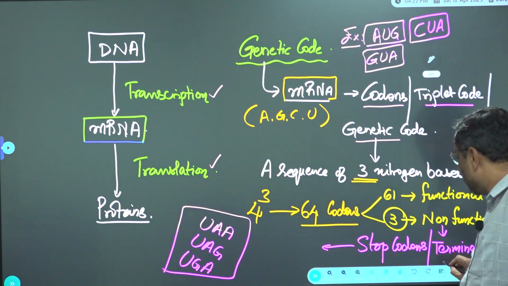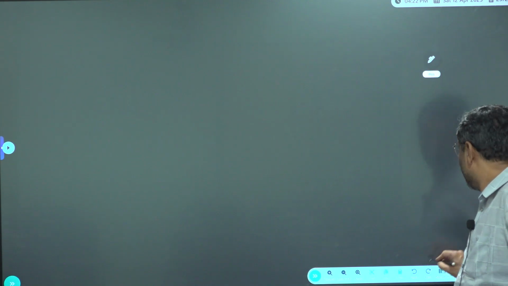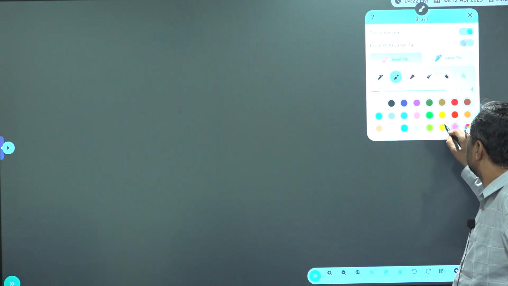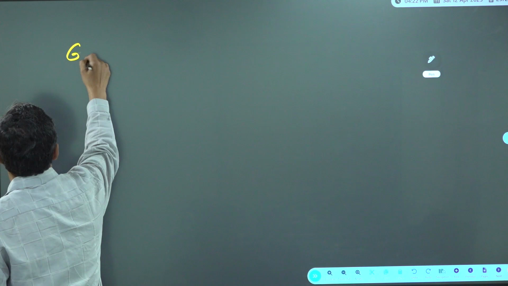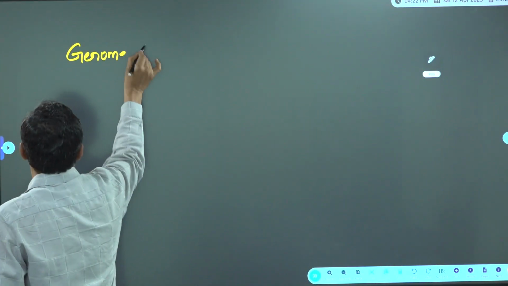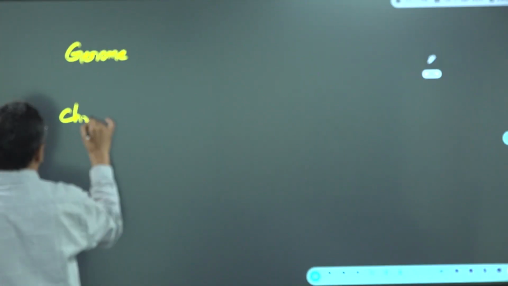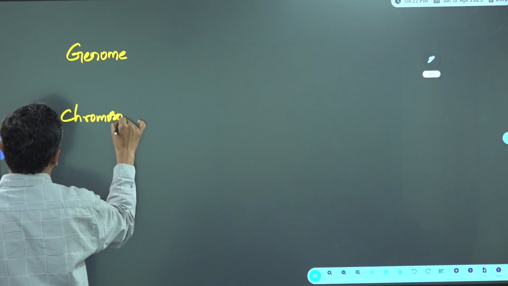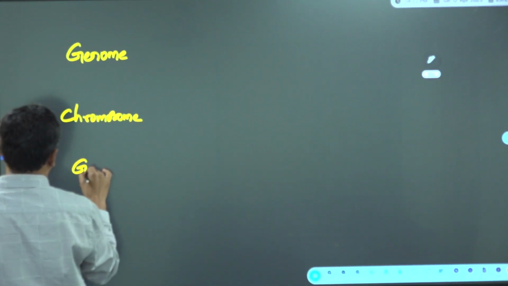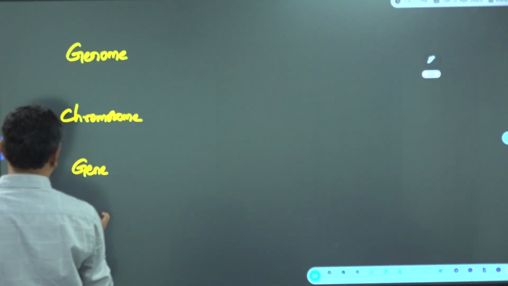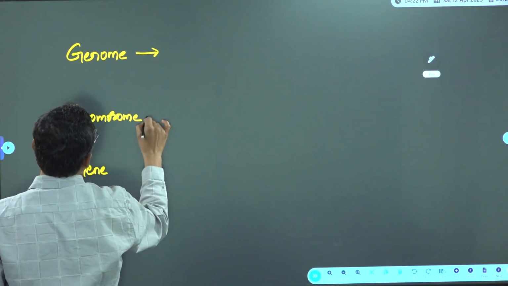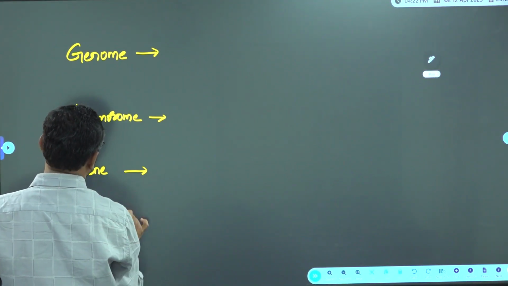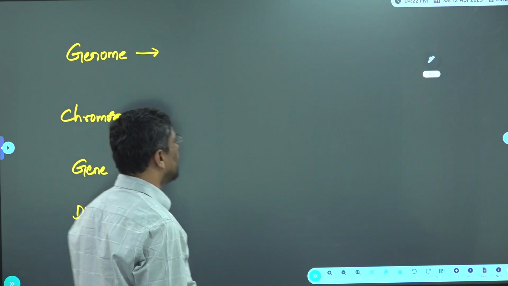Move on. Right. And next, let us differentiate these terminologies: genome, chromosome, gene and DNA. First you differentiate these terminologies: genome, chromosome and DNA.